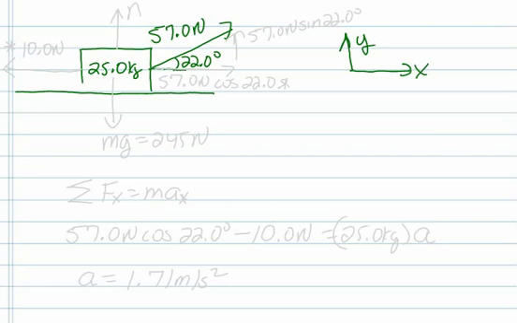So what other forces do we have? We have the weight of the object, mg. 25 kilograms times 9.8 meters per second squared is 245 newtons. Remember, we do not use negative g when we calculate the weight of an object.